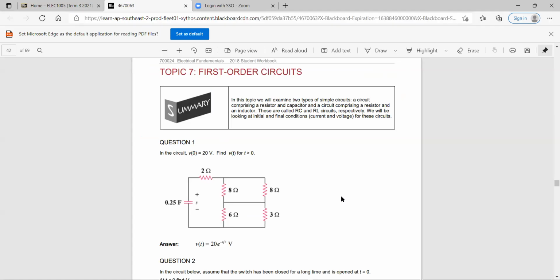And tau was the RC. Tau is RC, yes. The R is the Thevenin resistance, and the C is the capacitance. Okay, let's do this question. Any other questions?